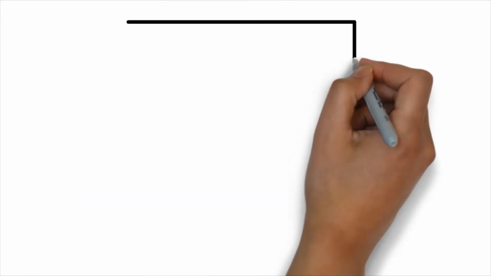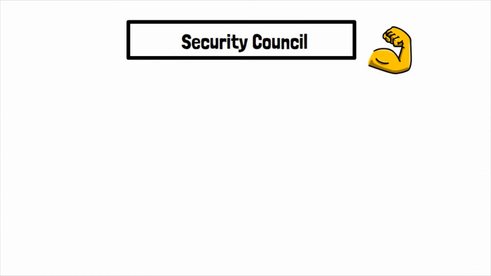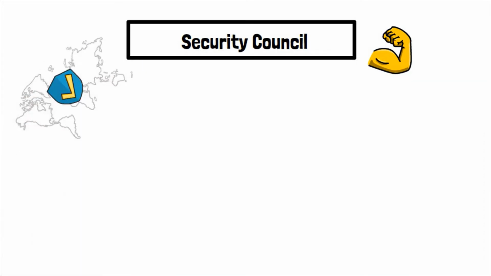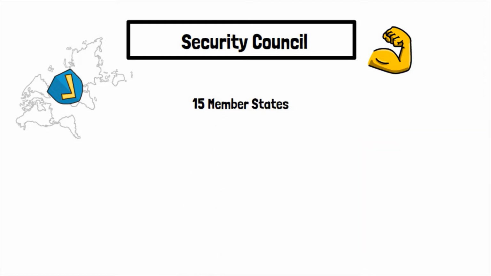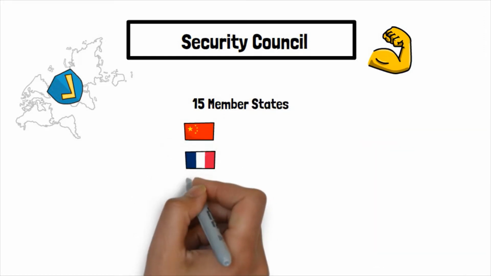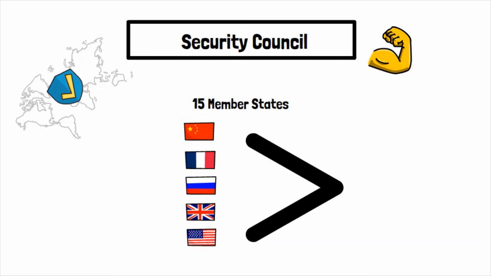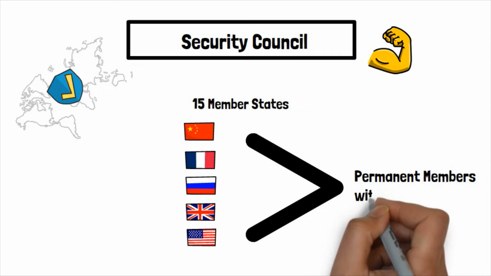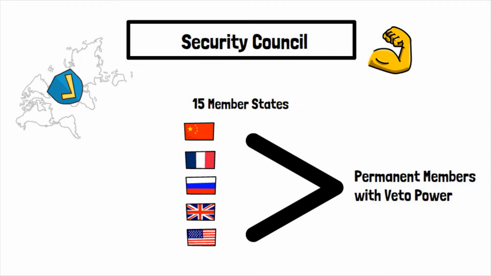The UN Security Council is the most powerful of the main organs. It is responsible for maintaining international peace and security. The Council at any one time has 15 members. 5 of these, China, France, Russia, the United Kingdom, and the United States, are permanent members who each hold veto power over the entire Security Council, while the other 10 are member states who are each elected by the General Assembly to serve 2-year terms.